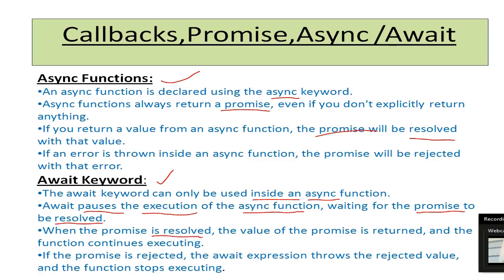When the promise is resolved, the value of the promise is returned. As soon as the promise resolves, its value will be returned to us and the function continues executing. So the rest of the function will execute. If the promise is rejected, the await expression throws the rejected value, and the function stops executing. Alright, so this was the theory for async and await, and now let us see our program.